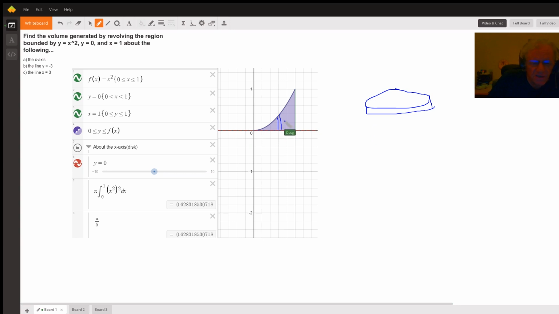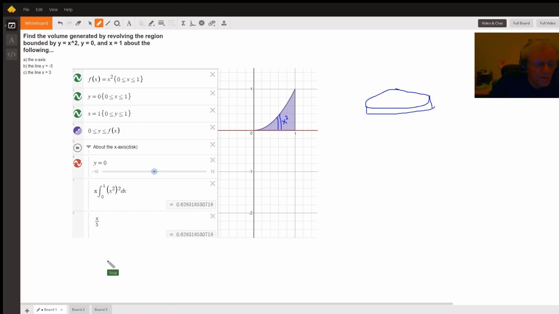So this is the radius of that disk, and we've got to square that. So there's your integral right there. And I've actually evaluated it, and we see that pi over 5 seems to be the correct answer.